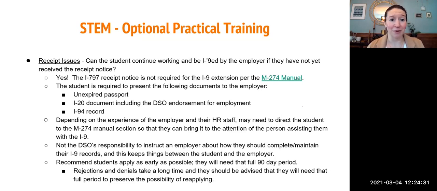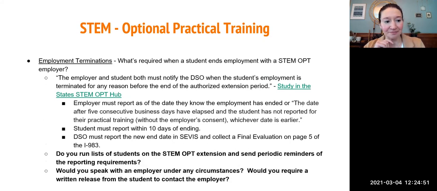And to be honest with you, when I provided the student with this information, I usually don't hear anything back, which to me says that the situation has probably been resolved effectively. So that's just, I think, an important point to bear in mind about the issue of receipt notices and the I-9 from the STEM extension. If we could move on to the next slide.